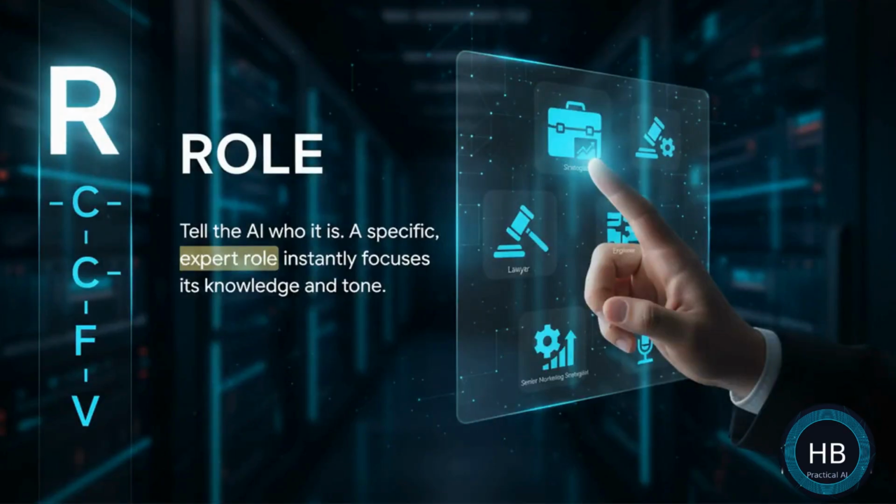First up, R is for role. This is so important. You never want the AI to just be a generic chatbot. You have to tell it exactly who it needs to be. Is it a senior marketing strategist, a patent lawyer, a junior copywriter? When you assign a specific, expert role, you instantly focus its knowledge and its tone.